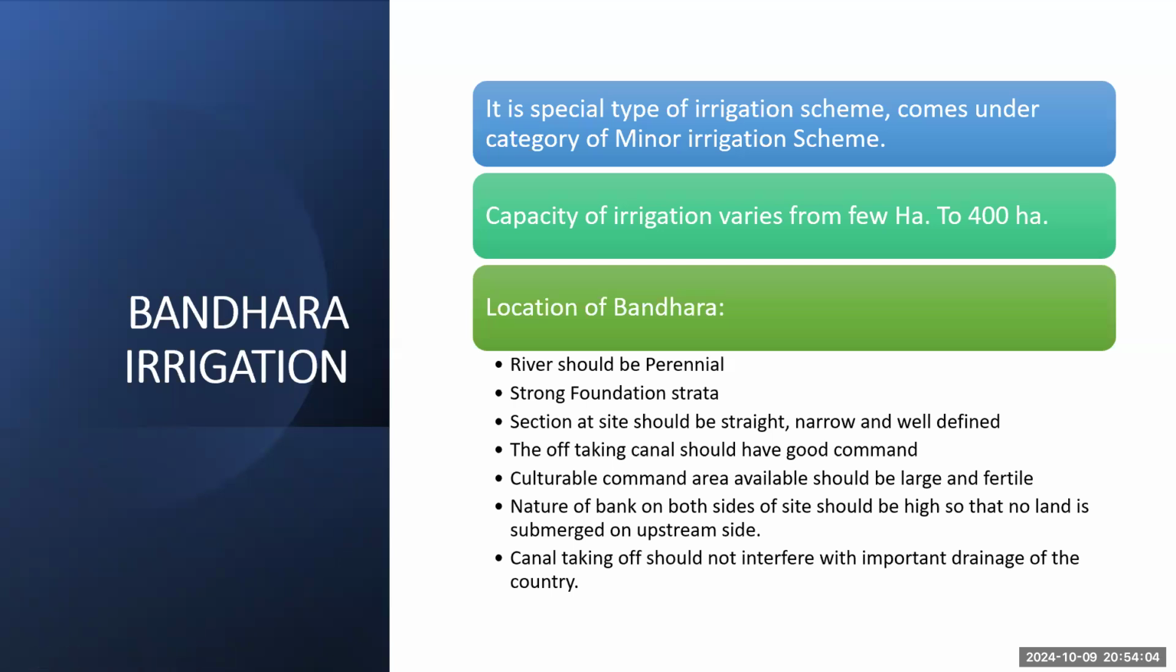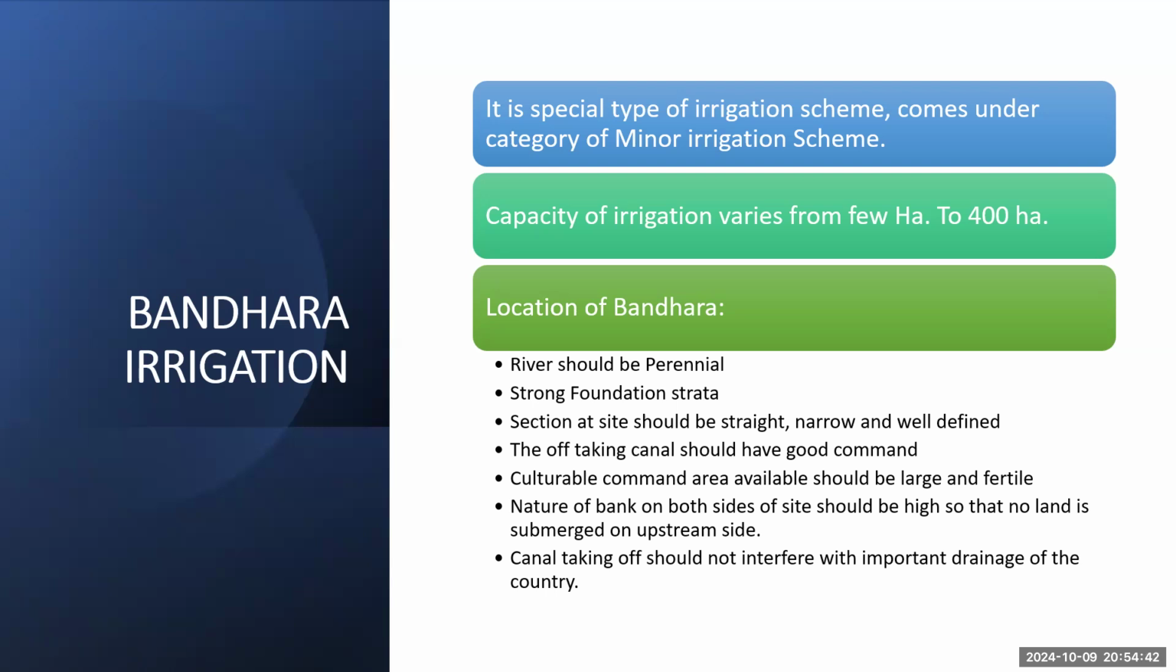Then the off-taking canal should have a good command area. What is the command area? It is a particular area to which water is to be supplied. Off-taking canal means the canal which takes off water from the river. That canal should have a good command. There is a term culturable command area. When we say command area, that command area may consist of agricultural land, industrial estate, Gauthan area.